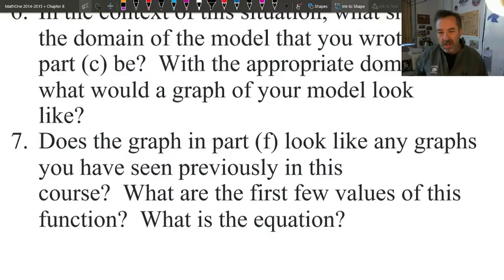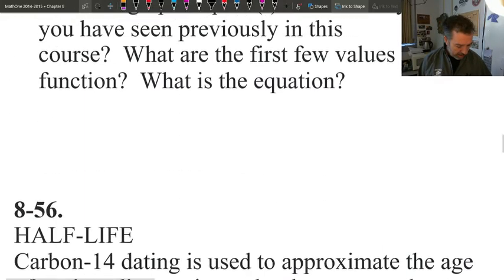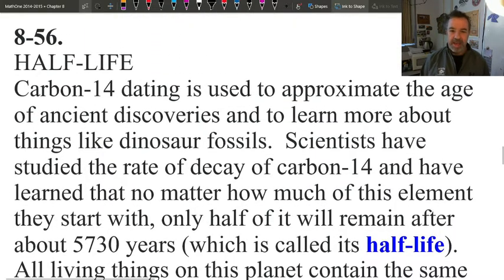So, yeah, it does. It looks like graphs where the thing that I'm multiplying by, b in an exponential function, is a fraction, right? It's a fraction between 0 and 1, and I can represent those with negative exponents. All right, question 56, half-life.